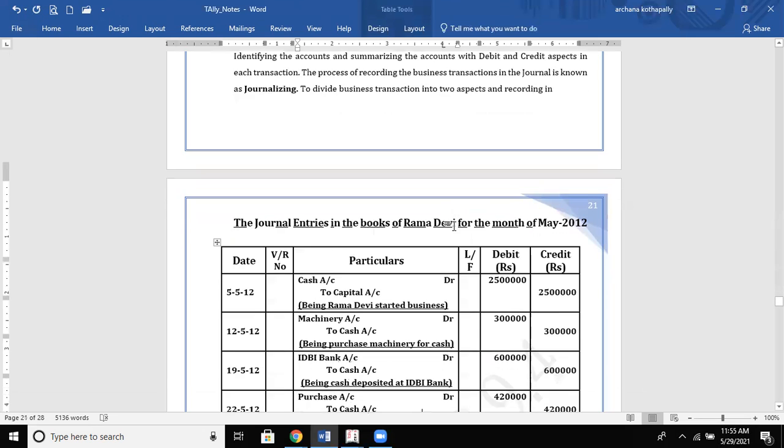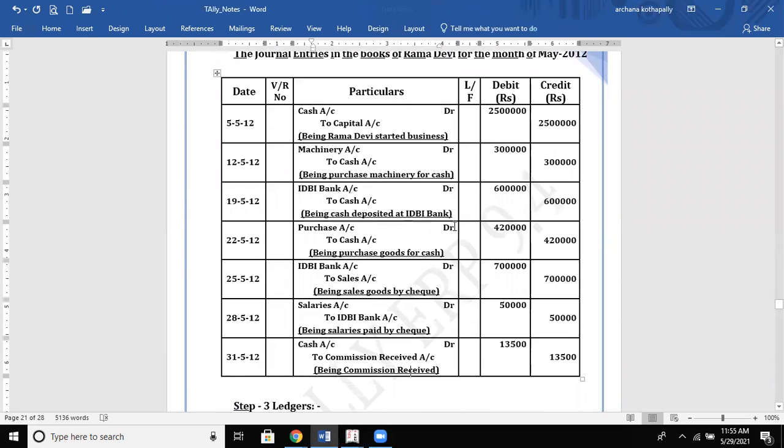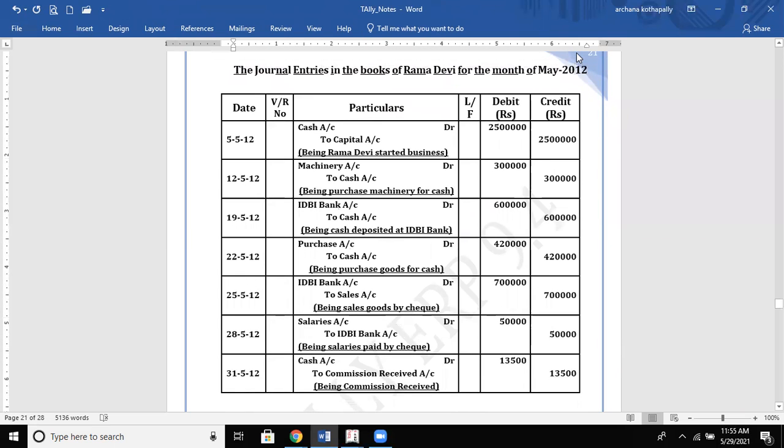So here you can see these are the journal entries, because we know, right? She started a business. The same thing we are going to maintain here. So what are the transactions you're going to maintain? This you're going to maintain here. So on which date did she start the business? Let's say she started the business on 5th, right? So here you're going to maintain the details. Whatever was there in the day book, now we are maintaining it in the journal format.